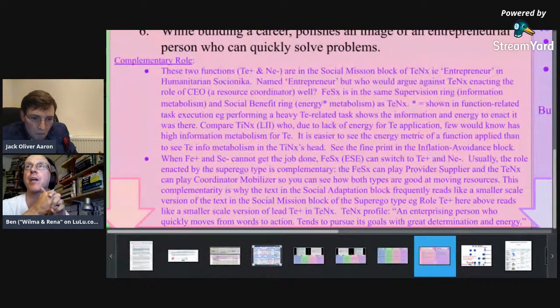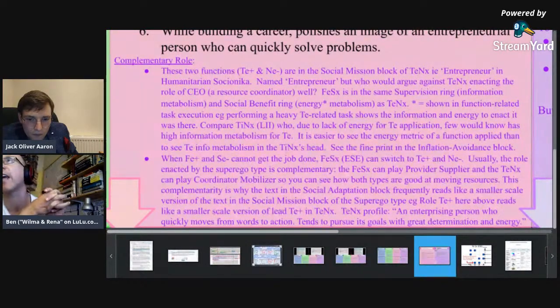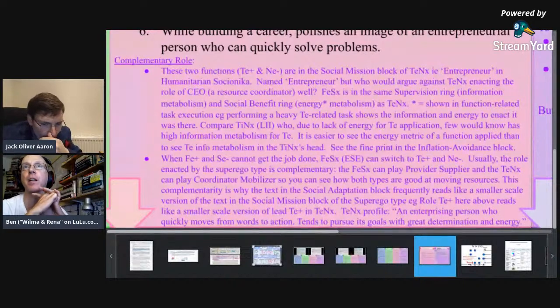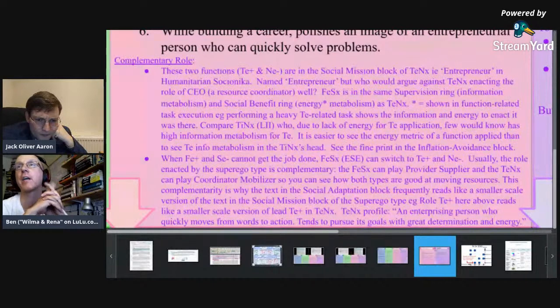Oh yes, the energy metabolism is shown in function-related task execution, e.g., performing a heavy TE-related task shows the information and energy to enact it was there. Compare LII, who due to lack of energy for TE application, few would know has high information metabolism for TE. It is easier to see the energy metric of a function applied than to see TE info metabolism in the TINX's head. See the fine print in the inflation avoidance block.